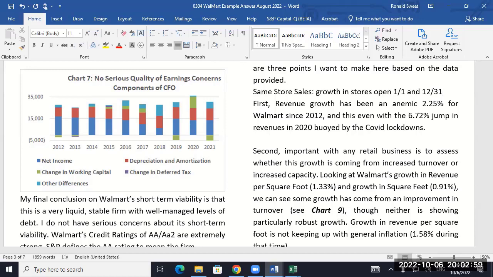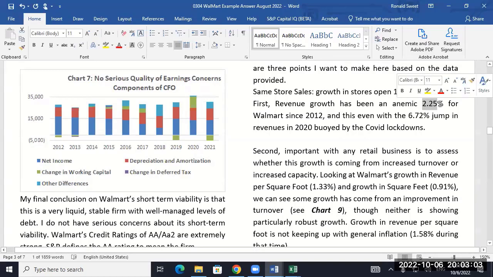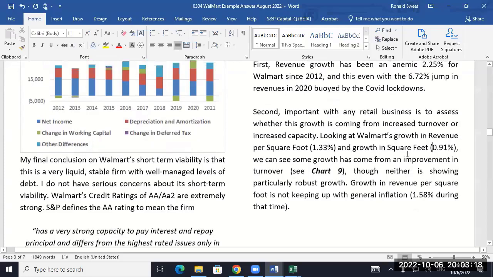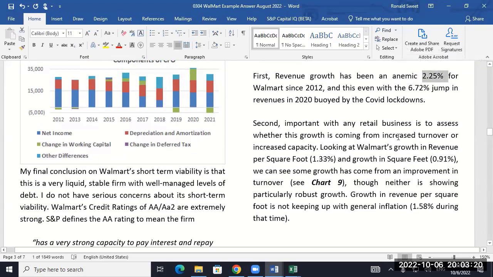So same store sales, and those had to be less than 2.25 because they've been adding a lot of stores. Just adding stores will make your revenue growth go. So I think this is really anemic. I might even switch it to pathetic. For a firm that has added about 1% in square feet every single year, you know, you can cut that number down even more. So their revenue per square foot has only been growing 1.33%, not even keeping up with inflation.